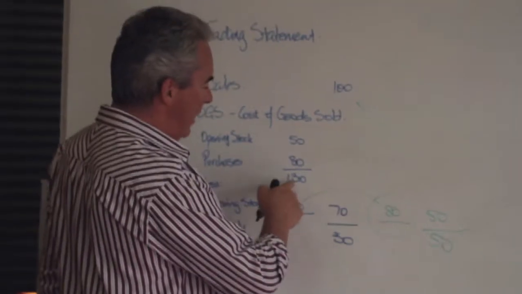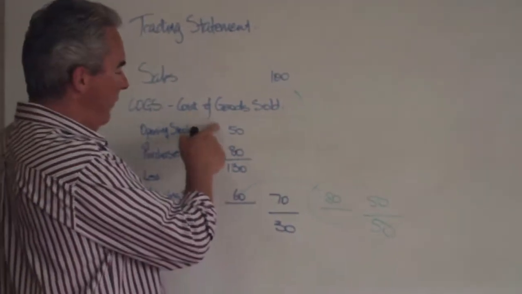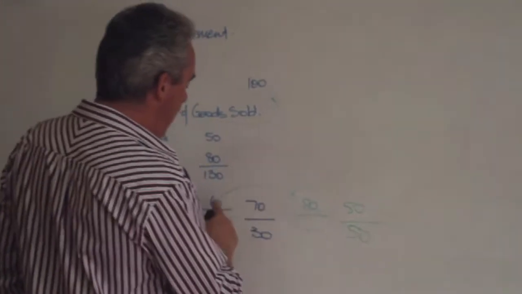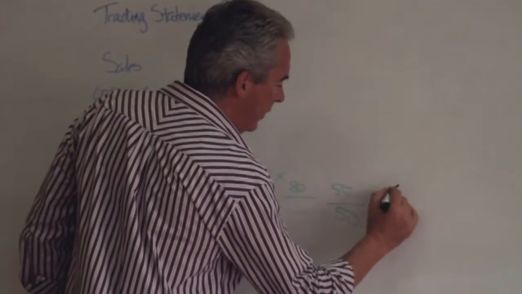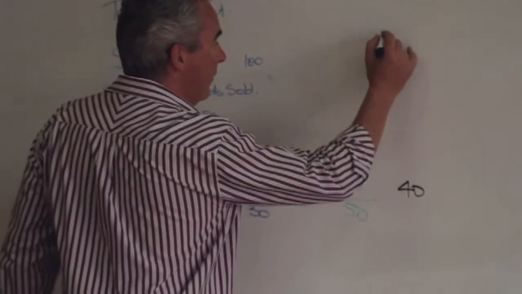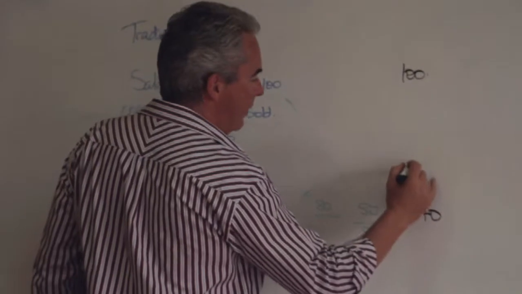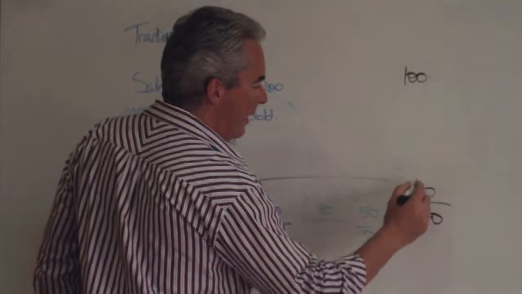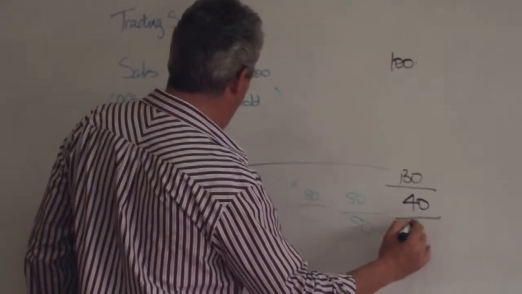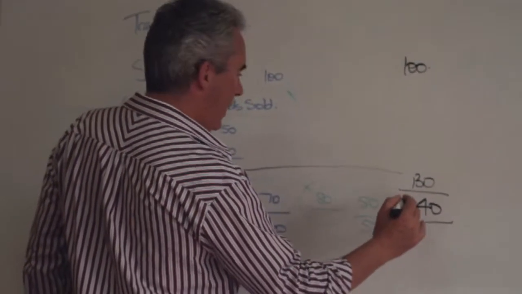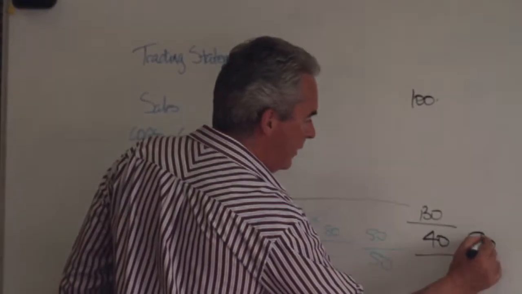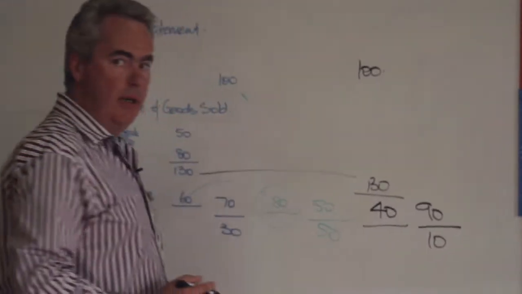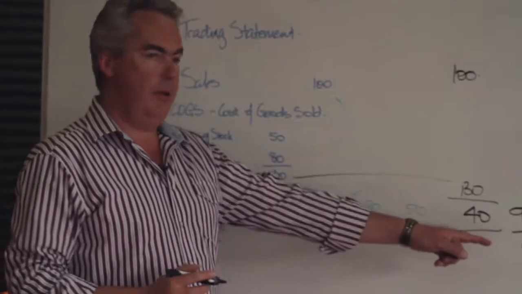So we've still got everything right to there, the $50 worth of opening stock, $80 worth of purchases, giving us $130. Now we change this figure to $40 from the $100. So we've got $130 from over here. That then gives us a cost of goods sold of 130 less 40, $90. And that then means that our gross profit is $10. Now, which business would you rather have?